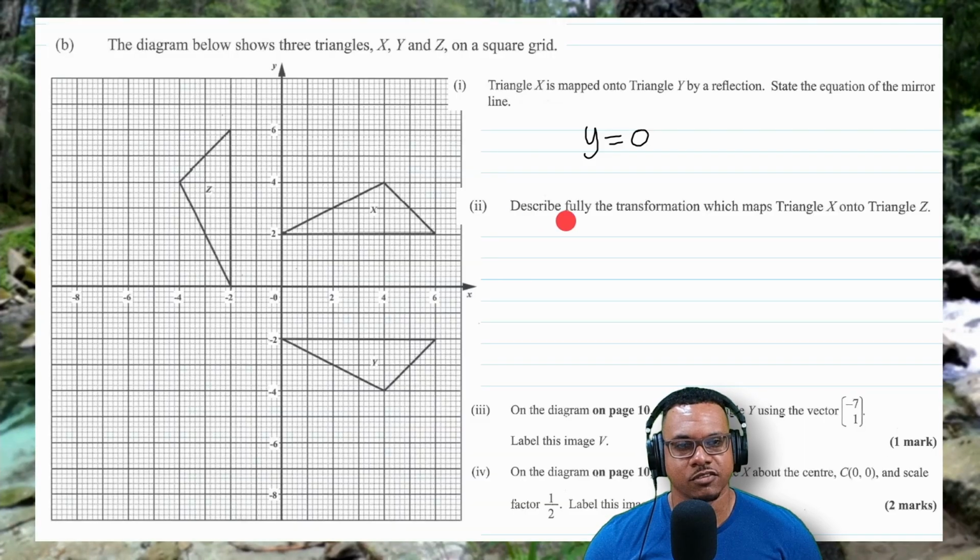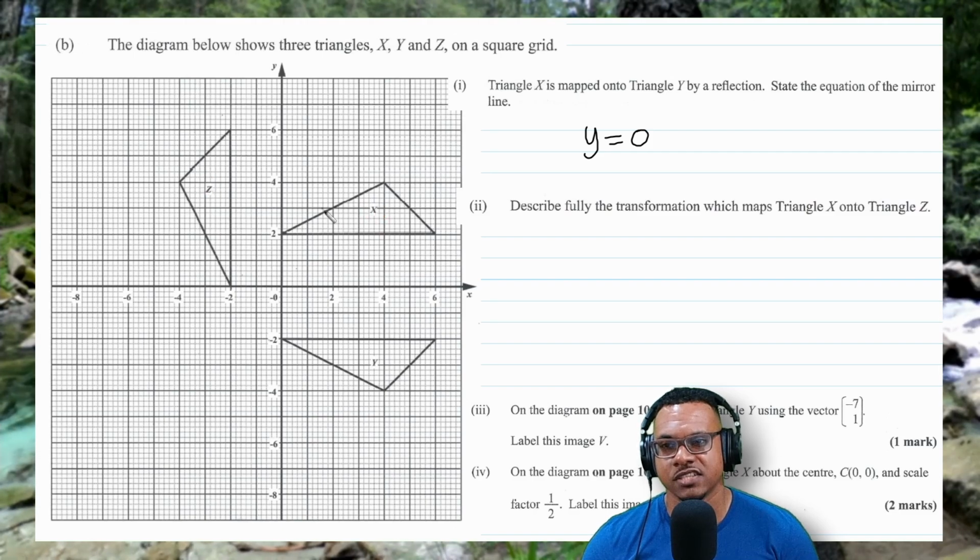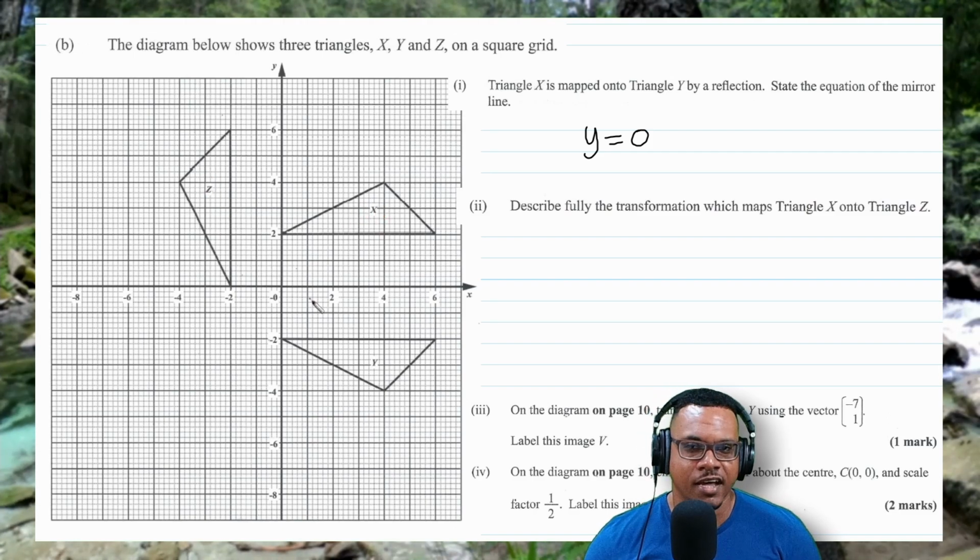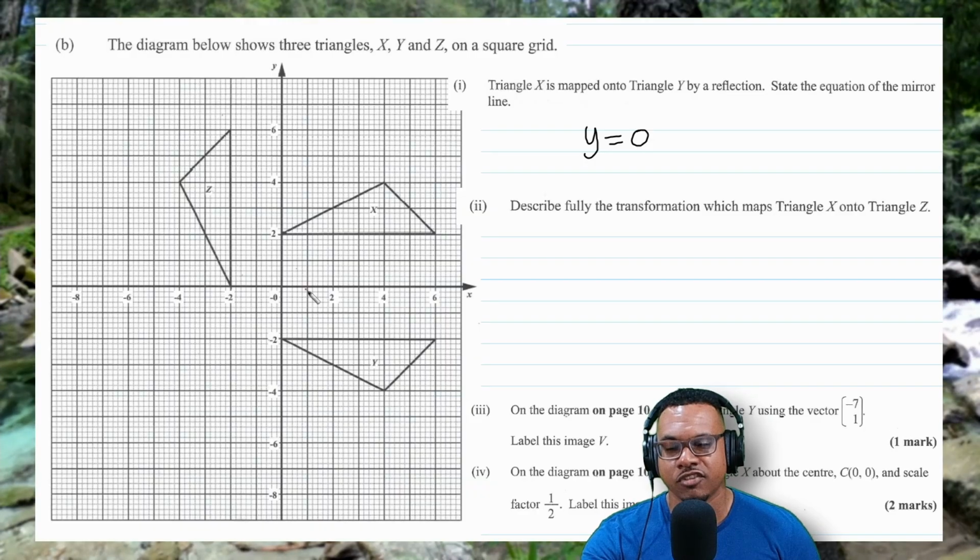Now for part 2, we want to describe fully the transformation which maps triangle X onto triangle Z. So this is triangle X here, and this is triangle Z here. Obviously the orientations are different. I previously went through the 4 types of transformations. With the enlargement and the translation, the orientation remains the same. The reflection is laterally inverted. And then you have the rotation. Since Z and X are not laterally inverted, it's not a reflection. Z and X look like the same size, so it's not an enlargement. So it has to be a rotation.